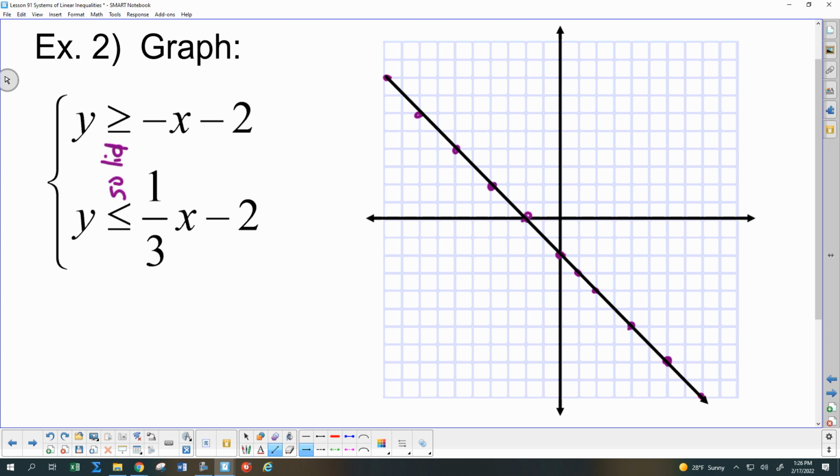And then for my second one, what is my y-intercept going to be there, Austin? -2 again. And what is my slope this time, Emily? For the second one, I've already graphed the first one. So 1/3, so up and down 1 and over 3, all the way to the edges of the graph. And draw in another solid line.